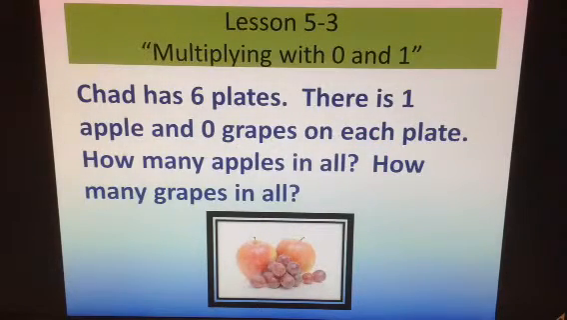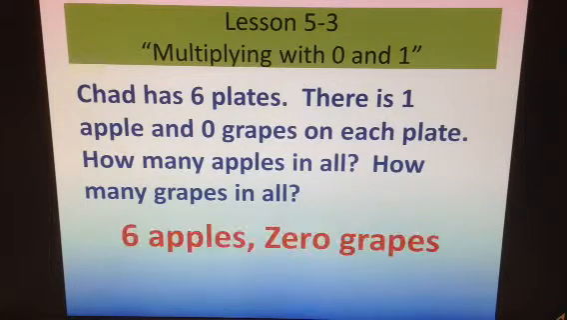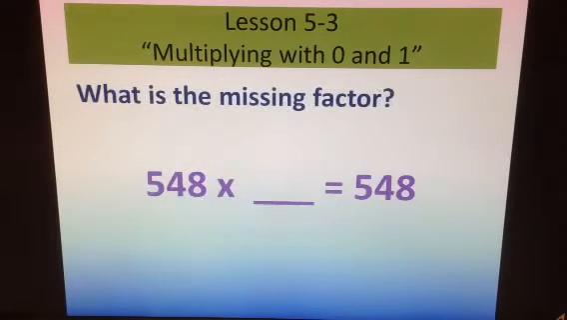Here's another problem we talked about. Chad has 6 plates. There is 1 apple and 0 grapes on each plate. How many apples in all? How many grapes in all? 6 apples, 0 grapes. 6 times 1 is 6. 6 times 0 is 0. What's the missing factor here? It is 1.